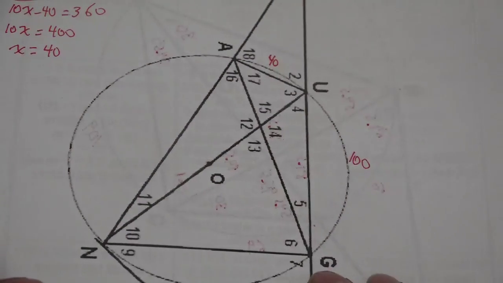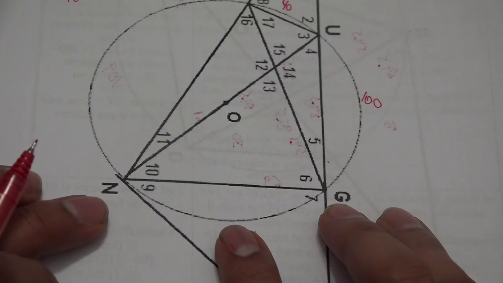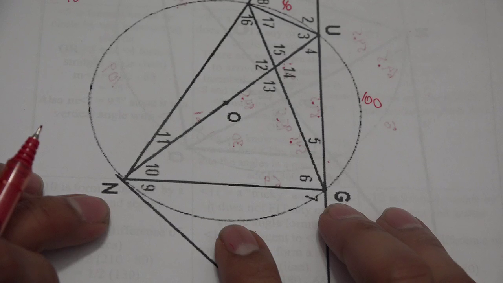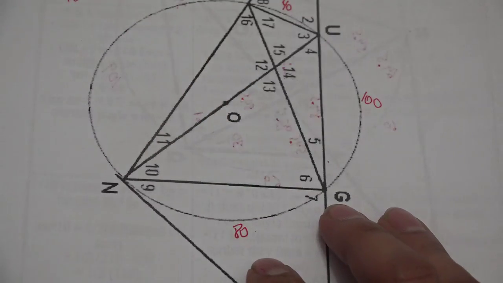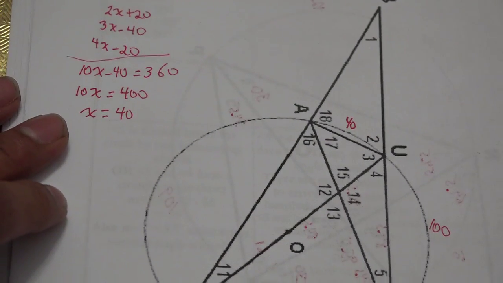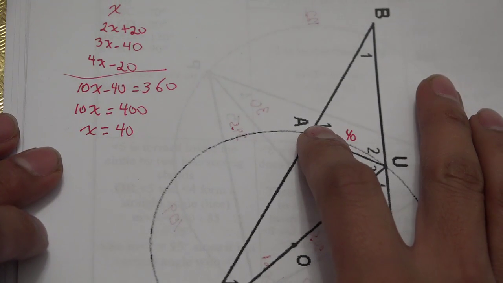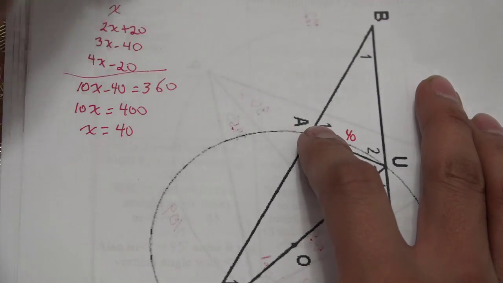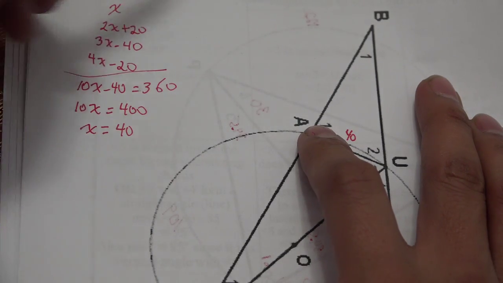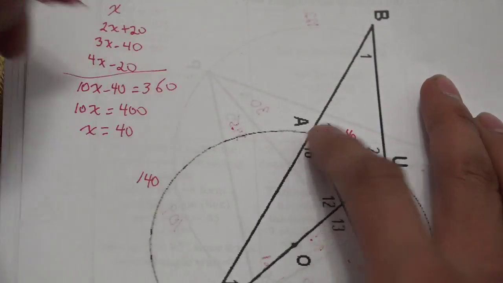Okay, now GN. GN is 3X minus 40. X is 40, so 3 times 40 is 120 minus 40, 80. Okay, and finally we have NA, which is this one right here. NA was 4X minus 20. So 4 times 40 is 160. 160 minus 20 is 140. Okay?